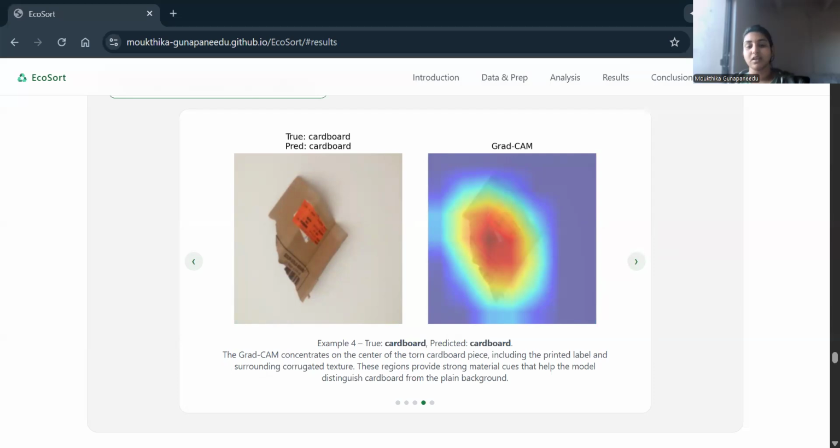So these visualizations are important because they kind of show that EcoSort is not guessing, and it's actually focusing on reasonable parts of the image. And it also tells where we can improve the model. So for example, if the model is frequently distracted by background clutter, the future data sets could include more examples that kind of teach the model to ignore that noise.